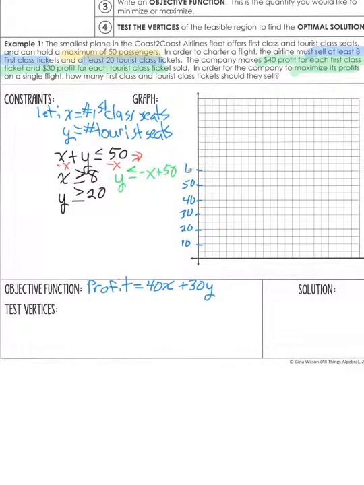And then 60 should be good enough. And I'm going to label the x-axis. That's 10. So I'm going by fives here as well.